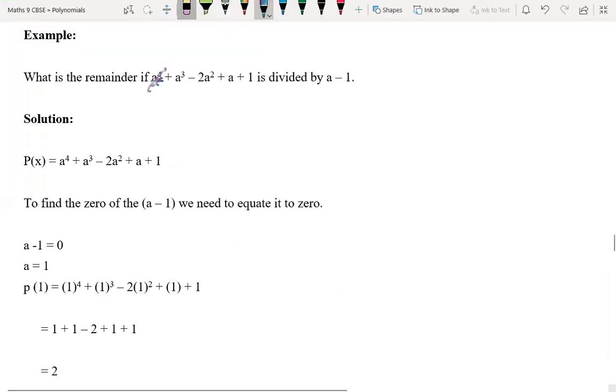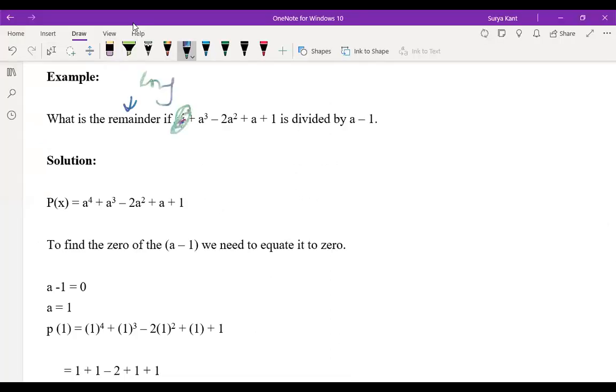Sir, can we do it in the long division method, sir, or the second method? Right now we read the remainder method, no? Directly they are asking only the remainder method. They are not asking any long division method or something like that. Directly we use the remainder method only, okay? Directly use this remainder theorem.